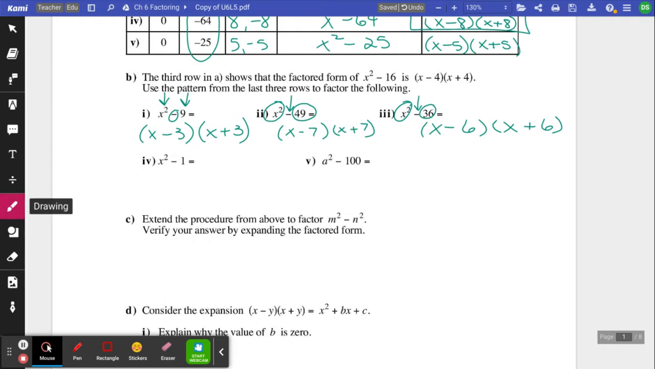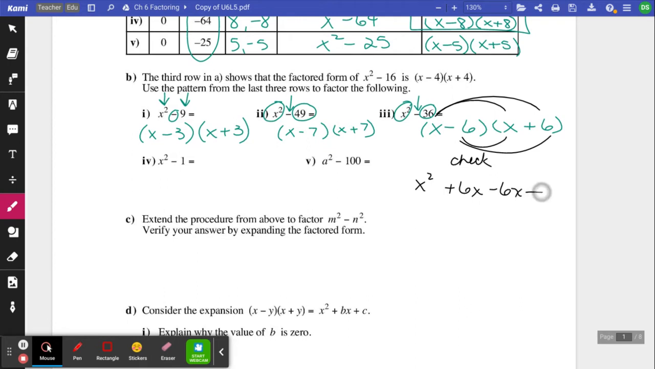Now I'm going to prove to you that this works. Ready? Notice how there was no third term. We only had 2 terms. It was a difference of 2 terms, 2 squares. Okay, watch what happens if I do my check down here. I get x squared. Look at this. There's my plus 6x. There's my minus 6x. And there's my negative 36. See how the 2 middle terms went poof?